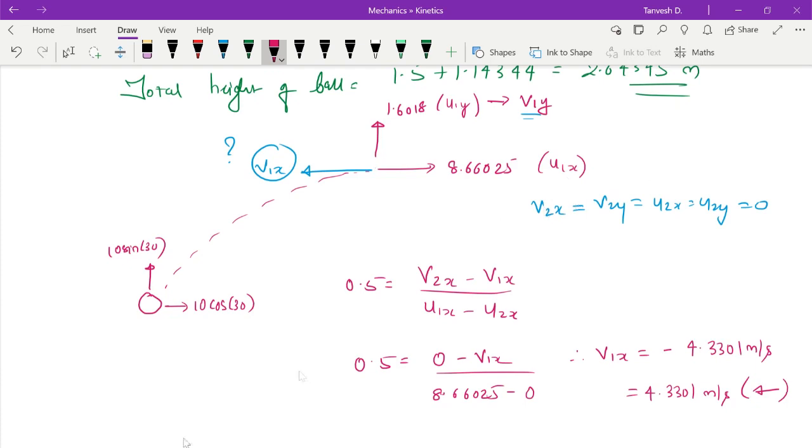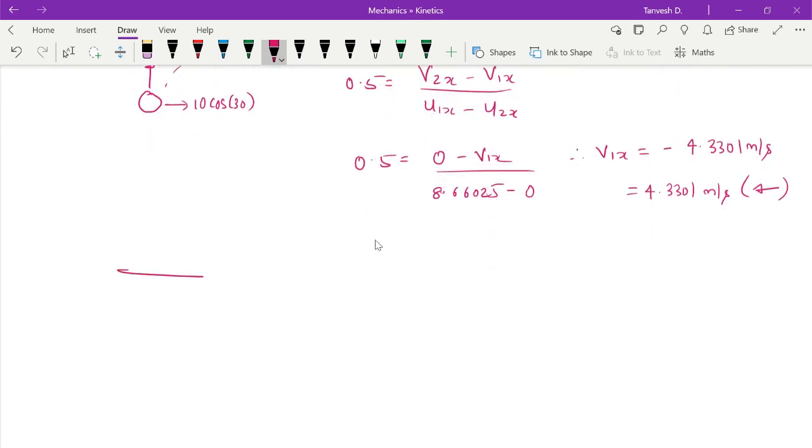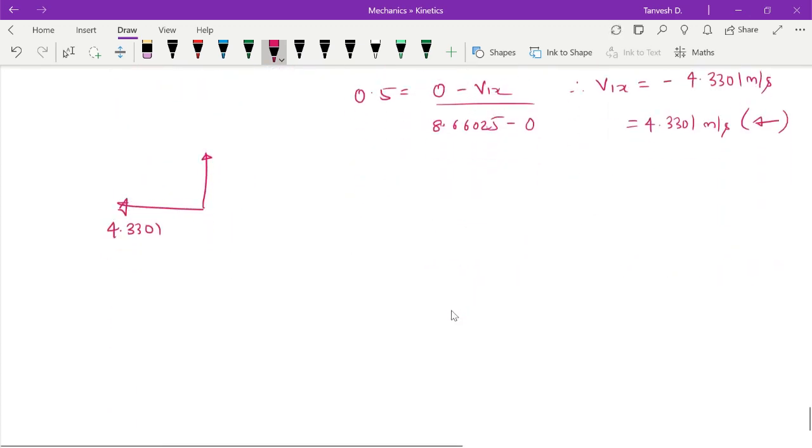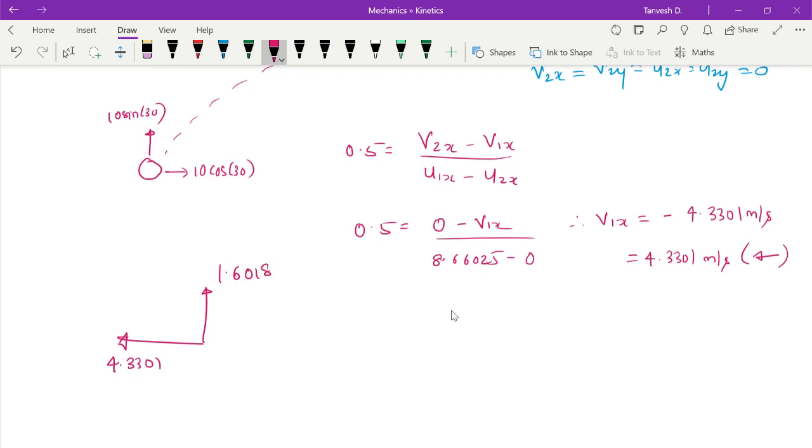So we have now found v1x. We can find the angle that the ball is going to make, because we know v1x and v1y. This is 4.3301, and the upward velocity v1y is equal to 1.6018. So what is the actual v1 and at what angle is it moving? v1 will be 4.6169 meters per second, and the angle that it is making is 20.3 degrees.